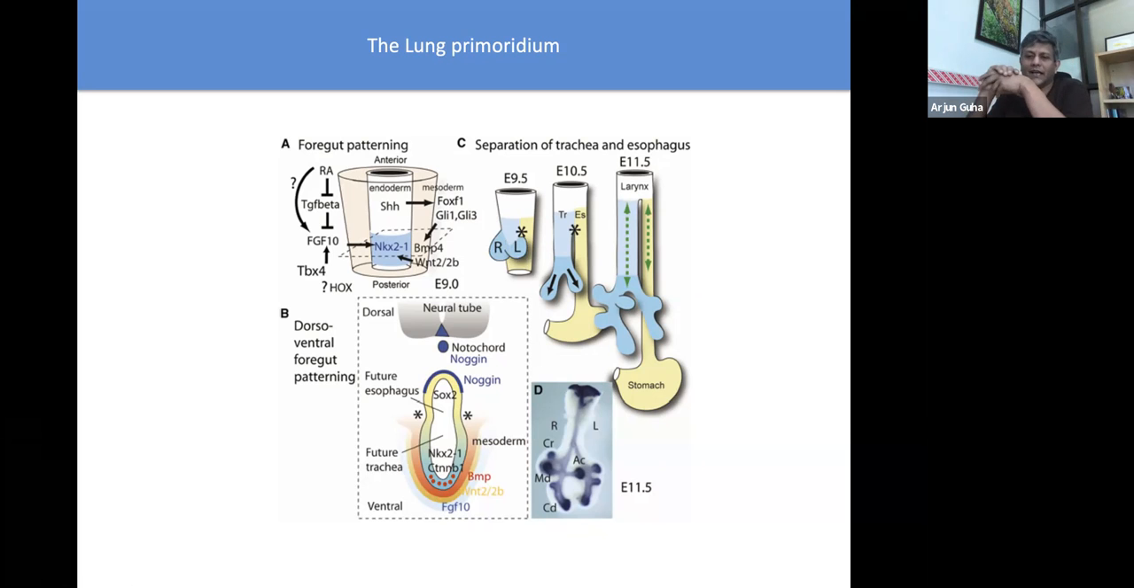So in the next couple of slides, we're going to discuss what are the processes that drive branching morphogenesis. So, if you think of the lung as a tree, is the lung in one individual the same as the lung in another individual?